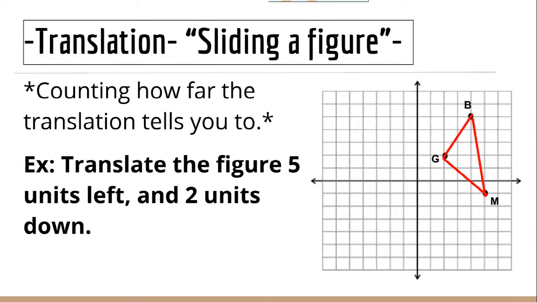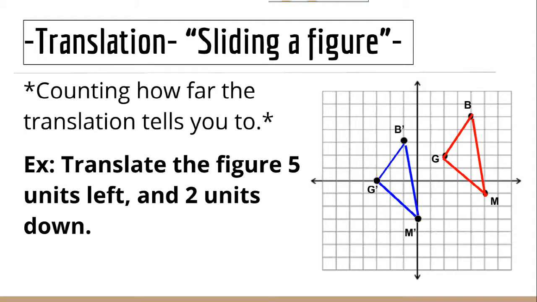Anytime we're doing a translation, all we're doing is counting how far the translation tells you to. So in this example, it says to translate the figure 5 units left and 2 units down. So we would just count from each of these points, 5 units left and 2 units down. Then go to G, 5 units left, 2 units down. Then go to M, 5 units left, 2 units down. And those would be our new points.